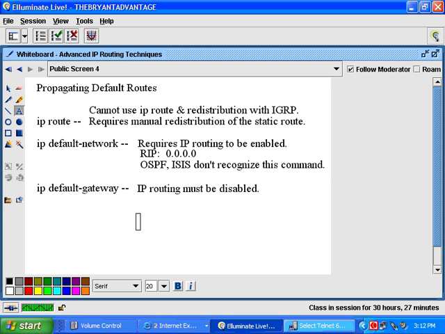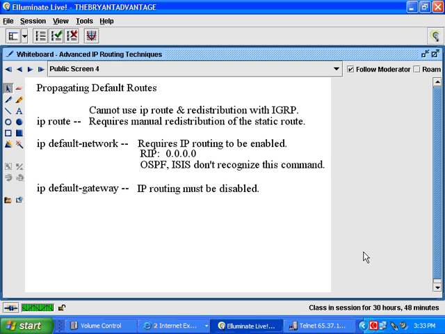OSPF and IS-IS don't recognize the IP default network command. You could try to use it on a router running OSPF, but you're not going to get that default route on that router. We're going to look at other methods of default routing with OSPF in those videos. And then finally, IP default gateway is the command you use if IP routing has actually been disabled.